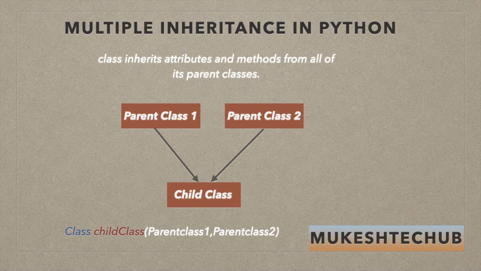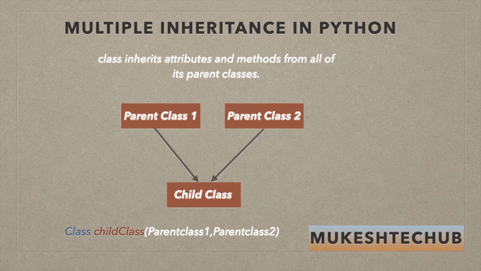If I talk about the syntax, we have to define the parent classes within the child class parentheses, in the order in which we want to execute. So you can see here, inside the child class parentheses, I have defined parent class 1 and parent class 2. So it will execute in the same order for acquiring the properties or attributes of the parent classes.